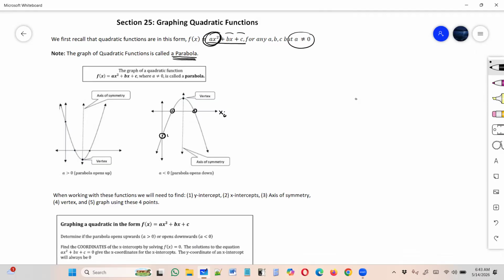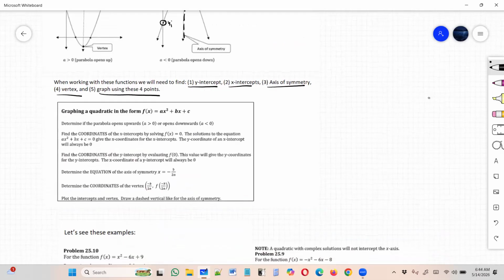So we need to find the y-intercept. We need to find the two x-intercepts. We need to find the vertex. We need to find where the axis of symmetry is. And then we need to graph. So I've included everything here: y-intercept, x-intercepts, axis of symmetry, vertex, and graph using these four points. So the details are here.